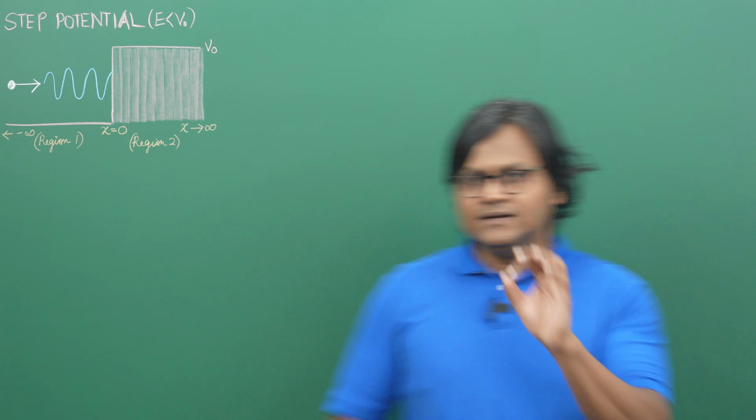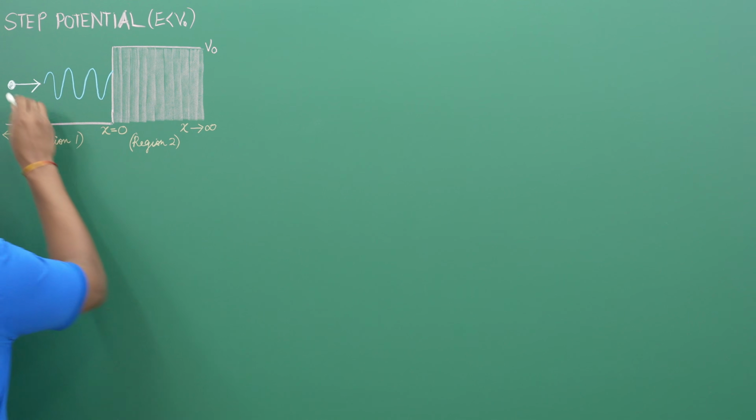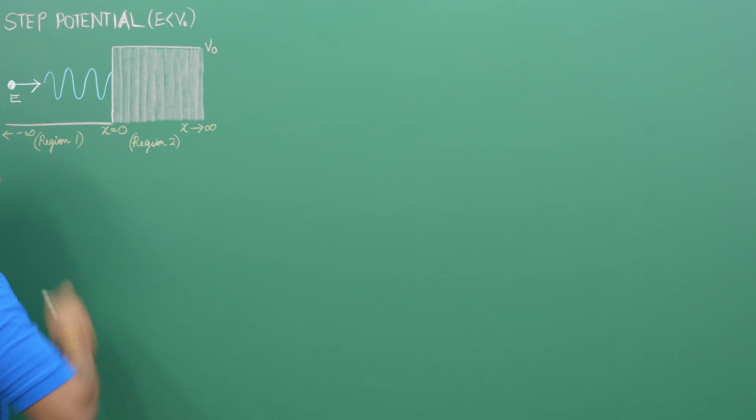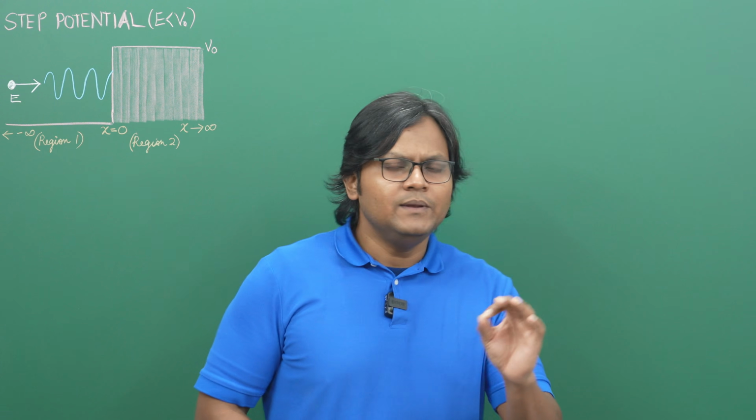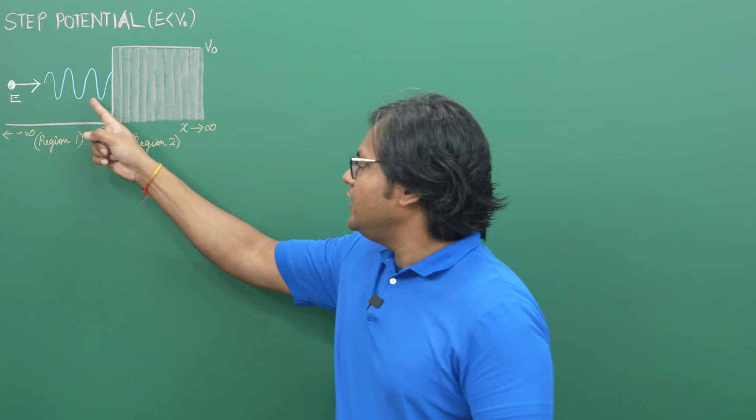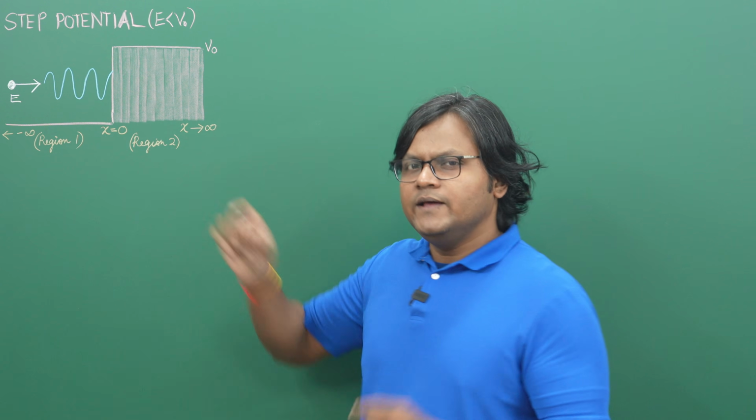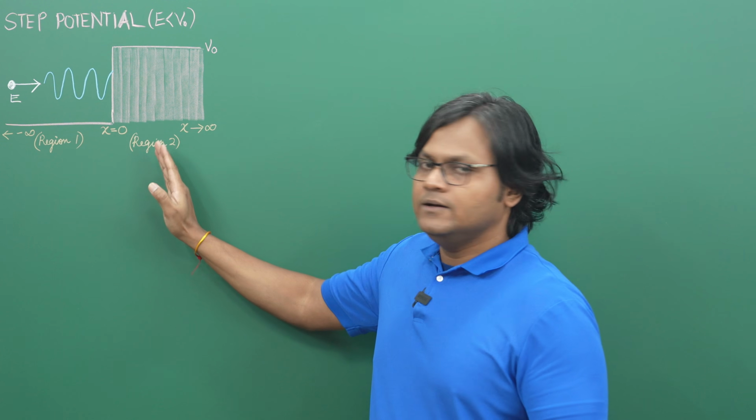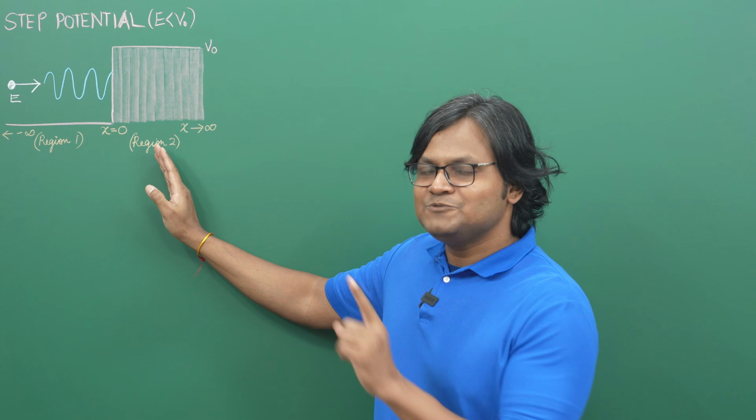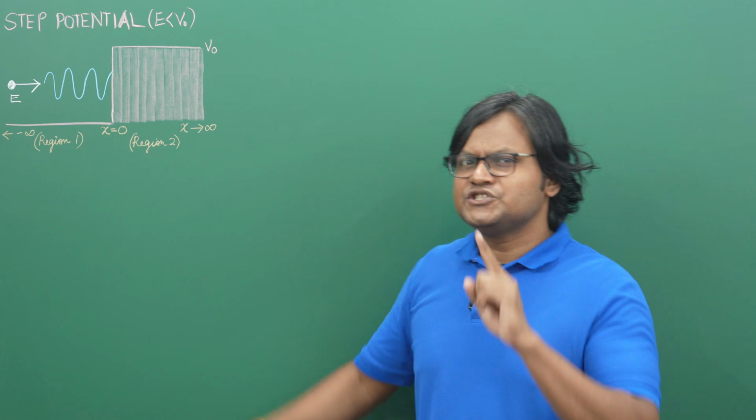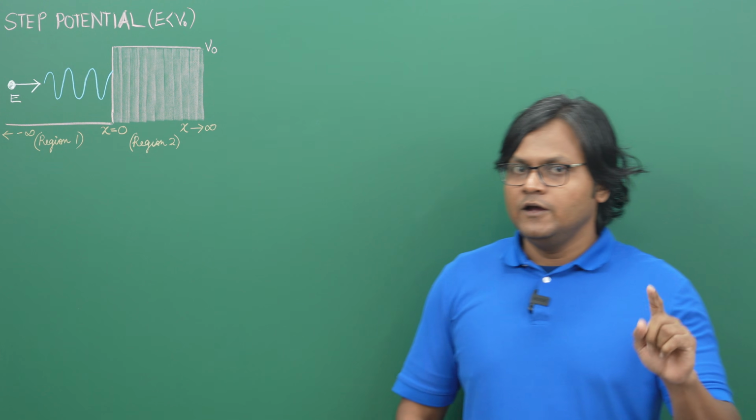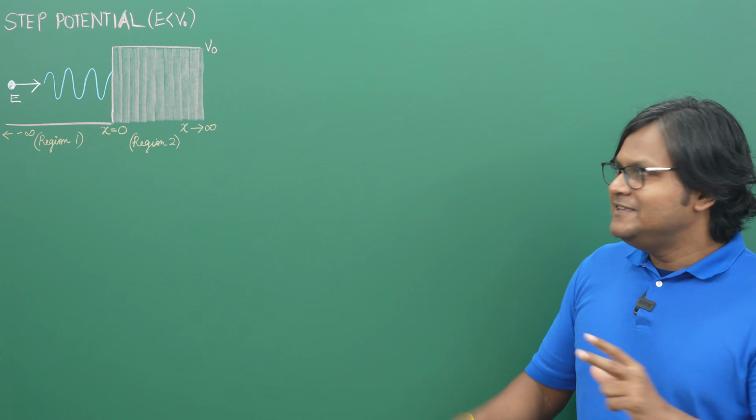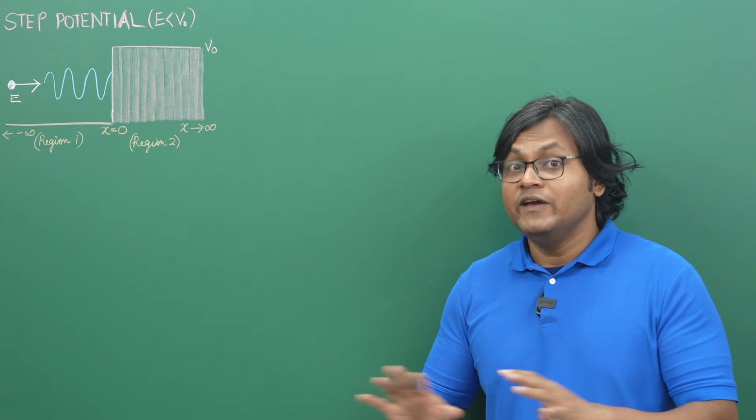Even though the particle has an energy which is less than the barrier that it is facing, there is a probability that the particle can penetrate through the barrier. There is a probability that the particle can exist inside the barrier. This is what happens in quantum mechanics, which is extremely different from what we expect from classical mechanics. And this is what makes quantum mechanics so very interesting.